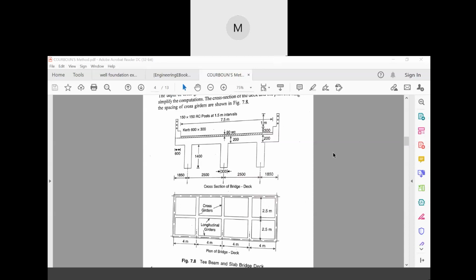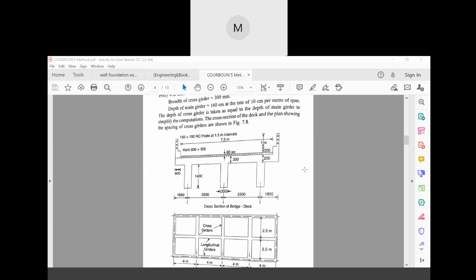So that depth of main girder is 160 centimeter at the rate of 10 centimeter per span. Yes, I know. Now this is written somewhere. Wait, I can find that statement. Wait, I'll show you from some codes.